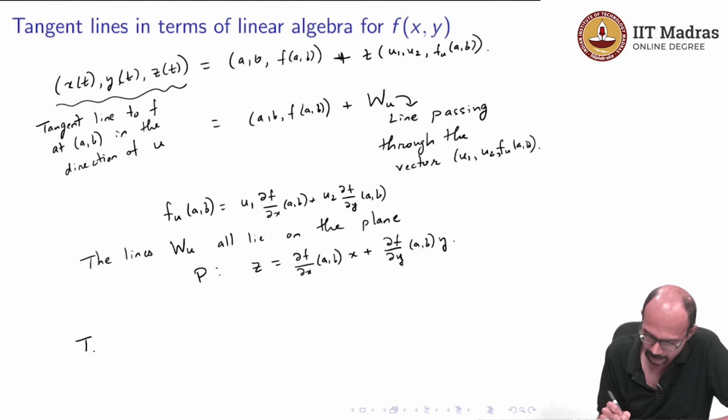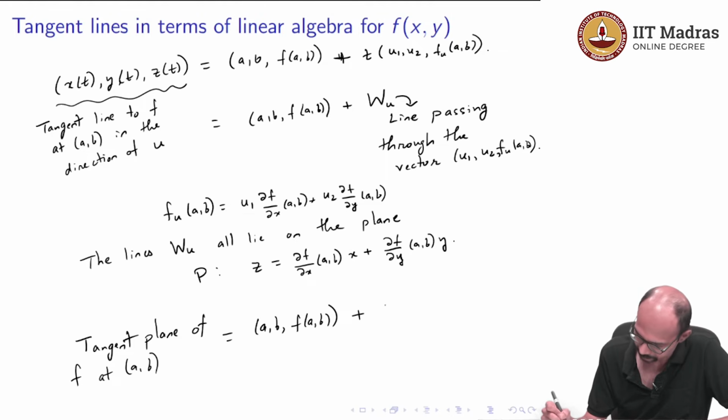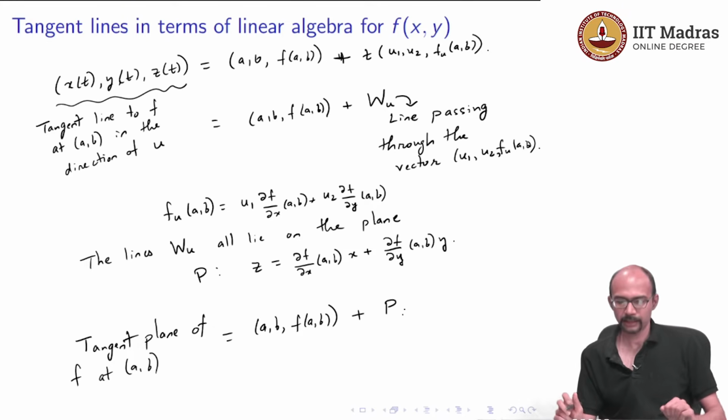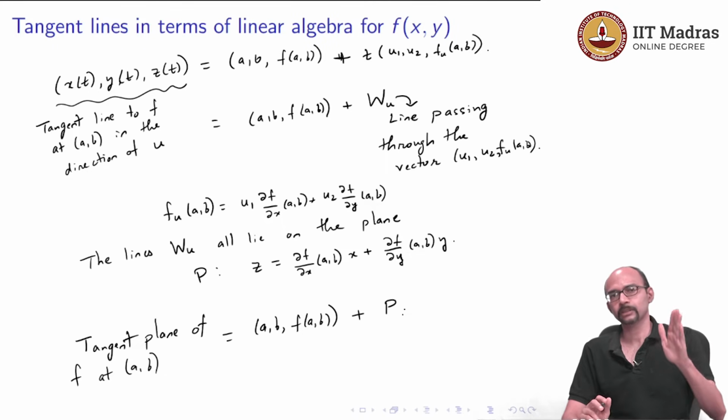to get another plane which I am going to call the tangent plane of f at (a, b). This is (a, b, f of a, b) plus the plane P. So, the net upshot of what I am saying is that if you take the collection of all tangent lines, they lie on a particular plane. How do I get that plane?